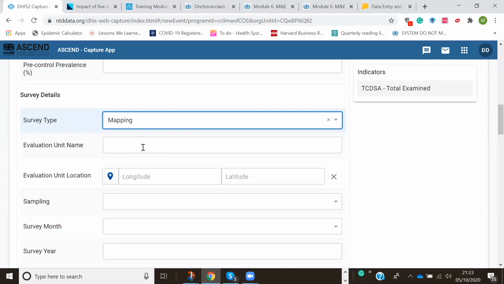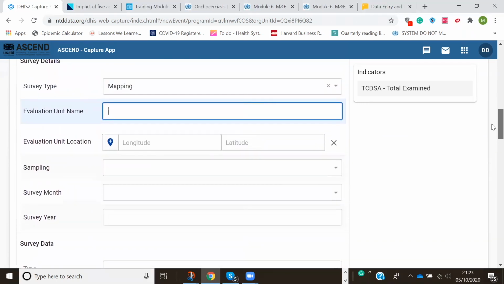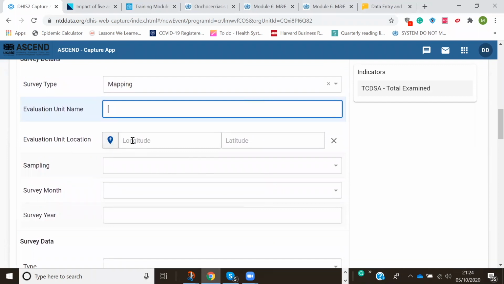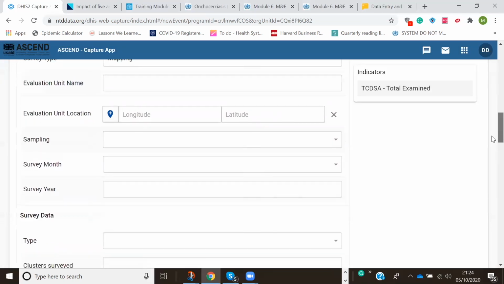So if it's mapping, we need to indicate there. And we also know that often the case when you're talking about the surveillance or DCAs, we're talking about evaluation units. Sometimes they combine IUs or they split IUs based on predefined criteria. So we also need to enter the evaluation unit upon which the data was collected. And then we also need to indicate the evaluation unit location by giving out the longitude and the latitude. However, this can be done live. You can click here and type there the location where the data is being collected, and then you set the coordinate, then it will automatically prefill itself.